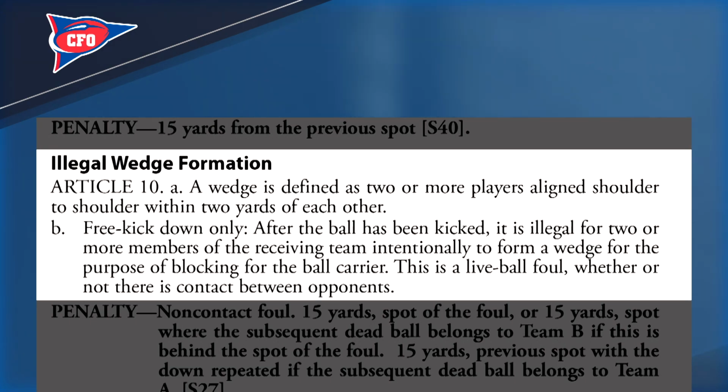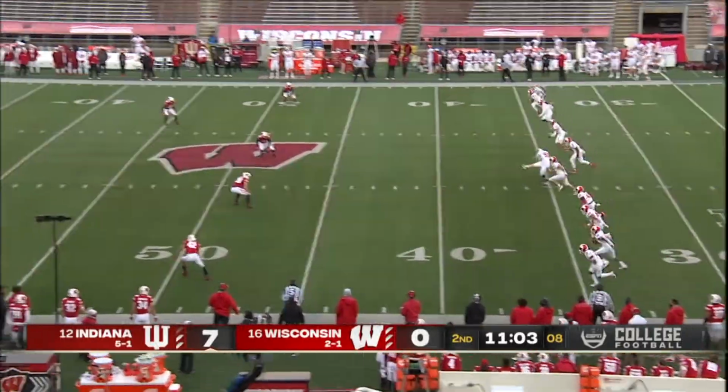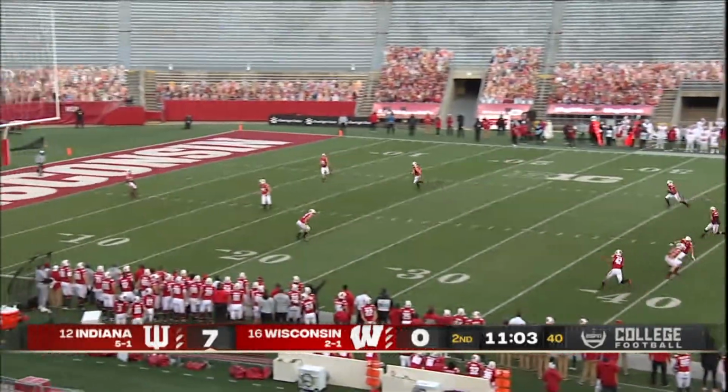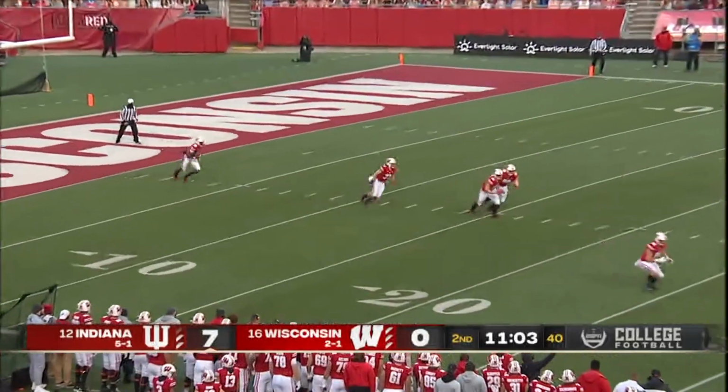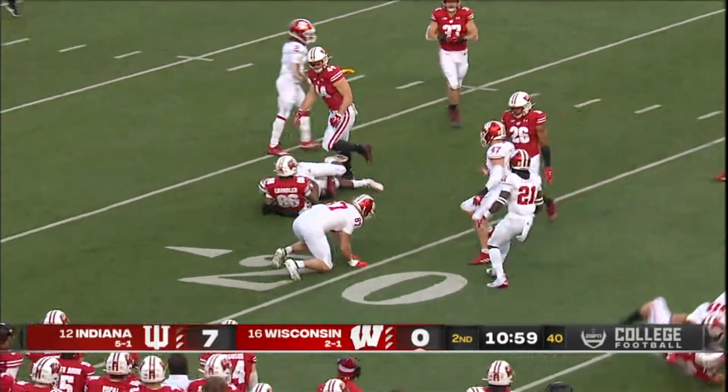Now what the rule says is a wedge is defined as 2 or more players aligned shoulder to shoulder within 2 yards of each other, and that's what we have here. And so on free kick downs, that is not allowed. That's an illegal wedge. And it's important to note that this is a live ball foul whether or not there is contact between the opponents. The foul occurs when the 2 players come together, and that's the spot of the foul.